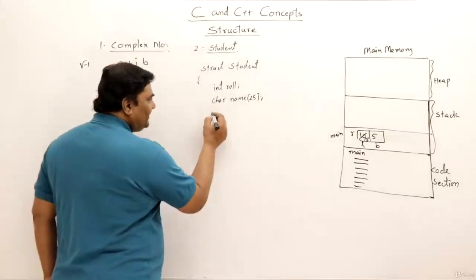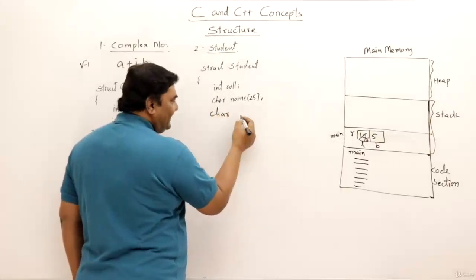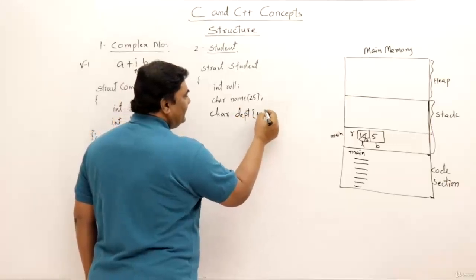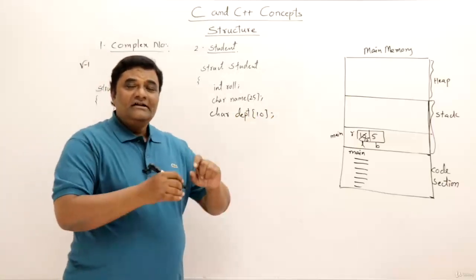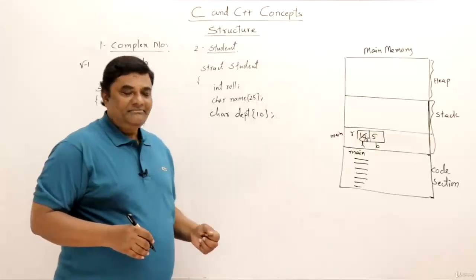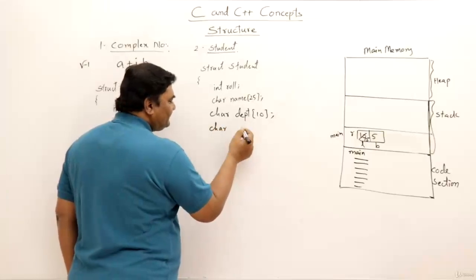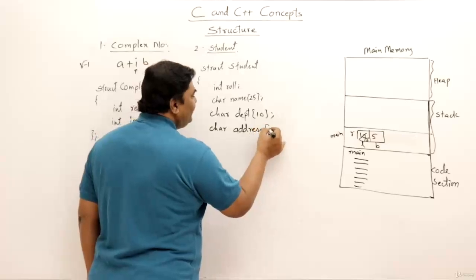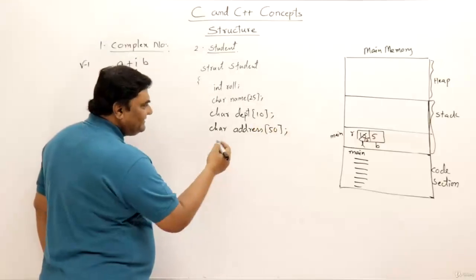Next thing, I want to store the department of a student. Department is also a name, so it's a character type. Let us give the name a size of 10, like computer science or mechanical engineering or anything; you can give a short form of a department name. Next, I want to store the address of a student. Address, I can take it as of some size, let us say 50 bytes. I think it is sufficient.